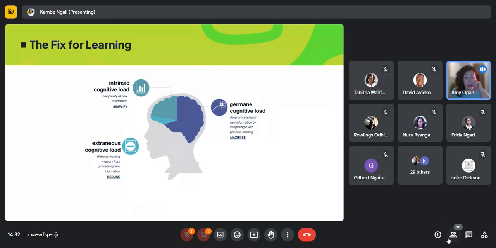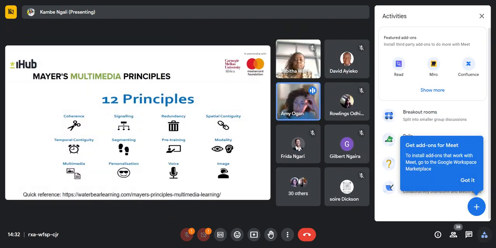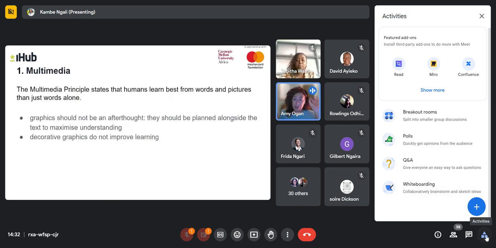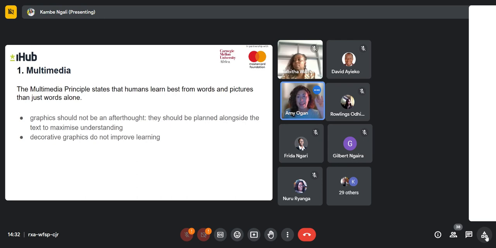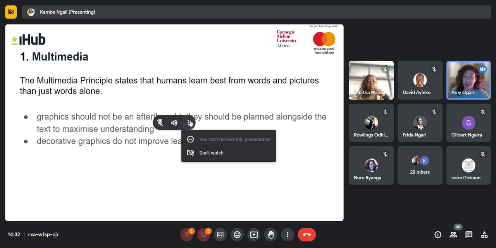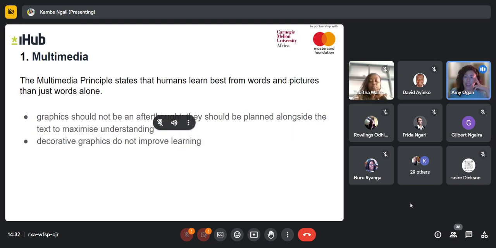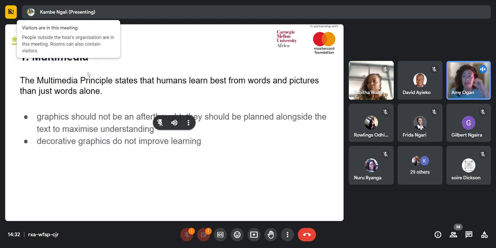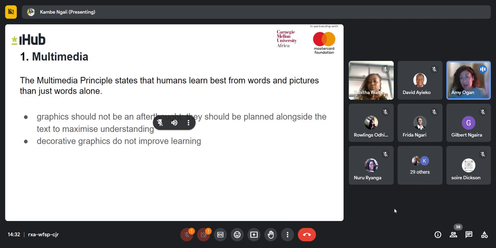And that is where we're going to move with Tabitha next, as we start thinking about Mayer's multimedia principles, which each focus on one of these three things: reducing extraneous load, simplifying the intrinsic load, or supporting learners in doing that processing, that deep thought that they need to do in order to help them with that germane cognitive load. So we're going to come back to those three ideas at the end after we talk through these principles and remind ourselves about how these principles relate to that idea of cognitive load.